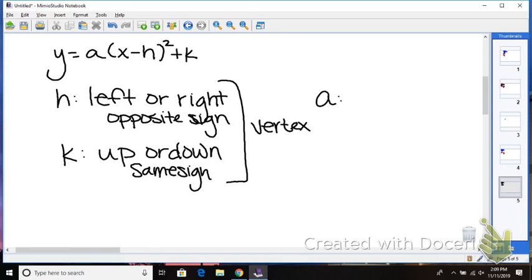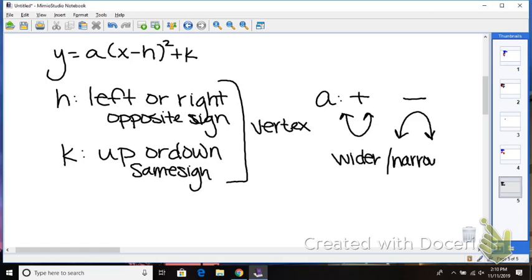The easiest part of A, the first thing it tells us, is if it is a smiley face or if it is a frowny face. So if A is a positive number, it's a normal parabola that goes up. If A is a negative number, it flips over the x-axis and it becomes upside down, or a frowny face. So that's the first thing A tells you, if it's normal or if it's flipped down and a frowny face. The other thing A tells us is if the graph is wider or narrower.